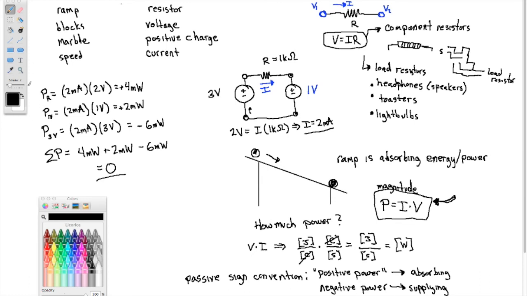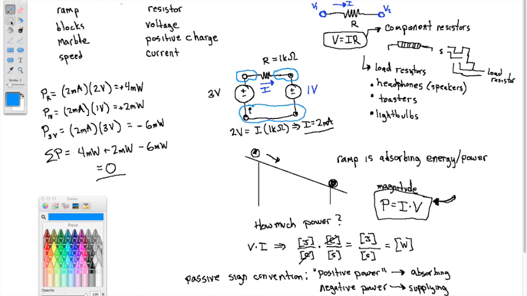Okay, just one more thing, and that is nodes and loops. We'll stick with this circuit for now. This circuit has 2 nodes. This is a node, and this is a node. Oh, excuse me. Nope, let me back up. This circuit has 3 nodes. This is a node, this is a node, and this is a node.